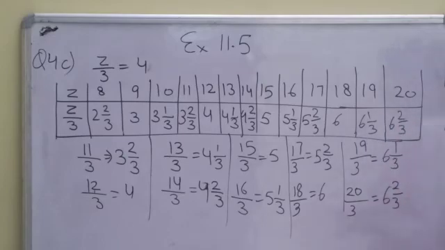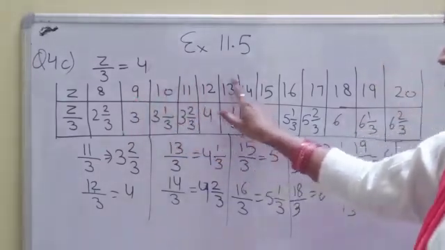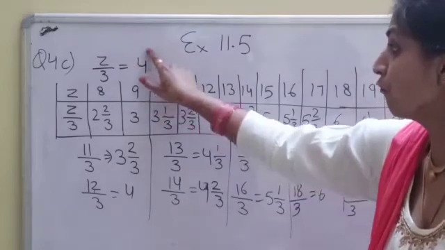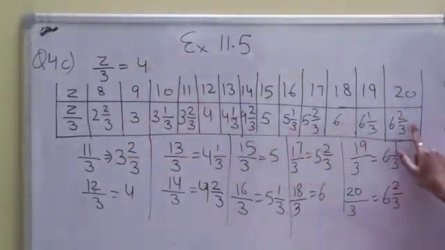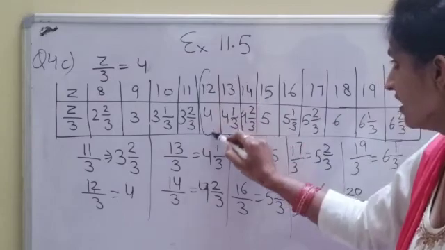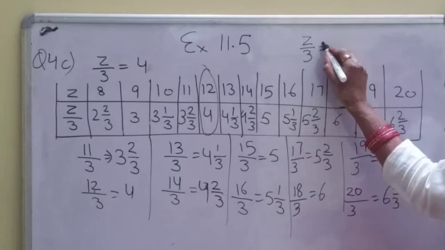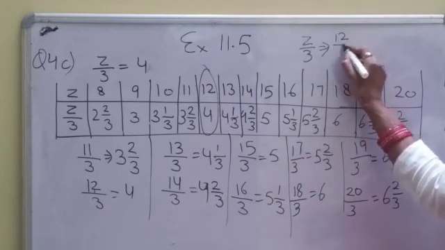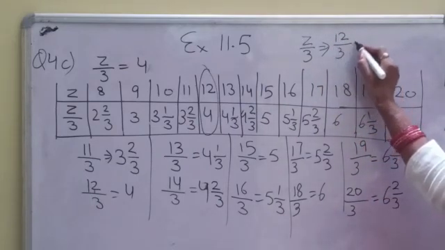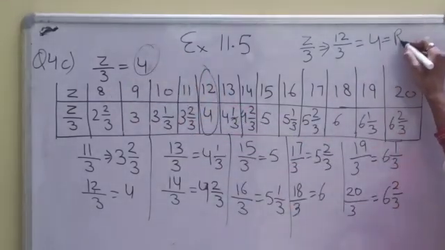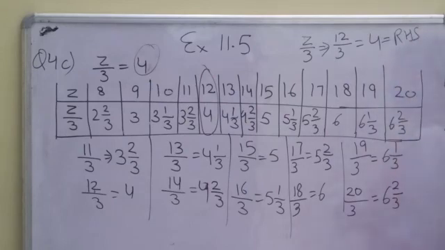Now what we have to check is that when we keep the value of z out of these, our answer should be 4. So check where your answer is 4. Here our answer is 4. So if we put z by 3 and in place of z, if we put 12, then 12 by 3 is 4 and 4 is our right hand side, and this is equal to our right hand side, that is also 4. So this way you can solve the rest of the parts of your question number 4.